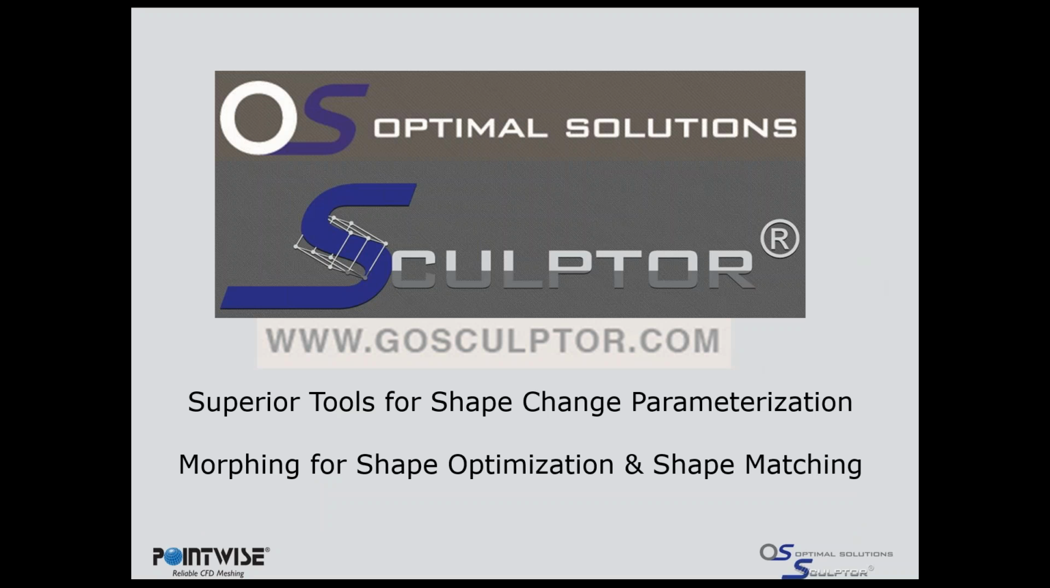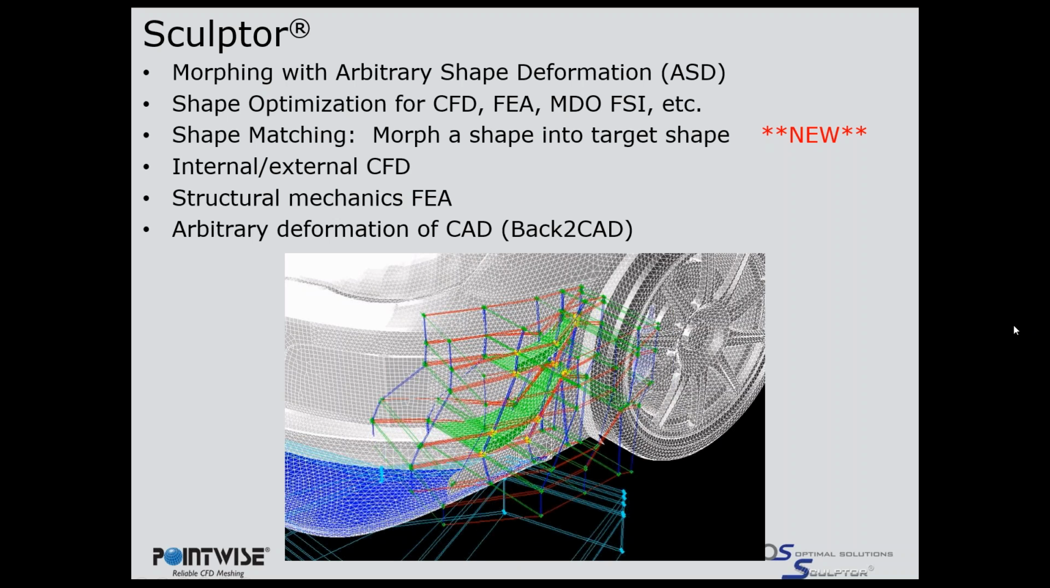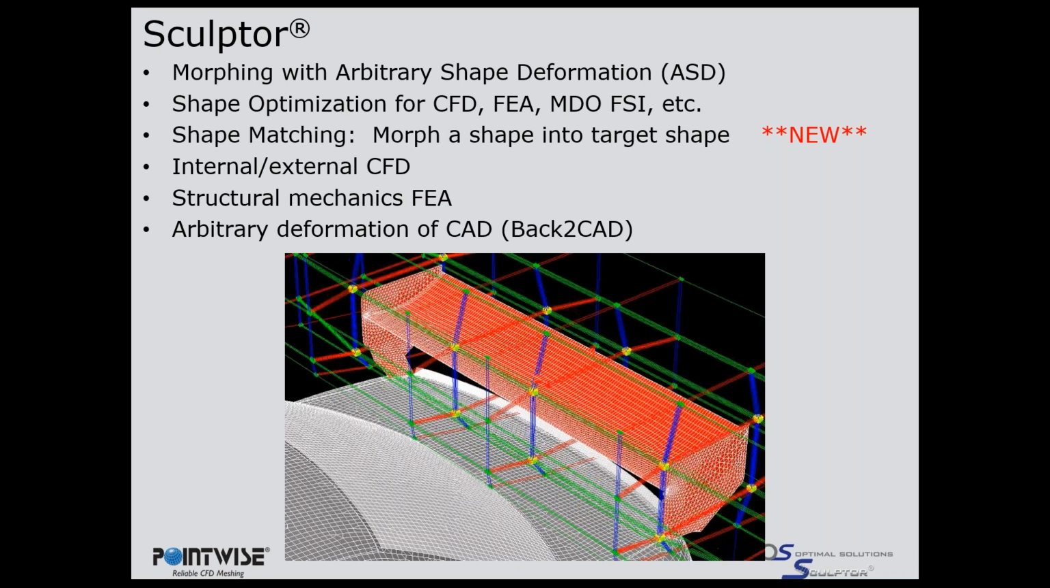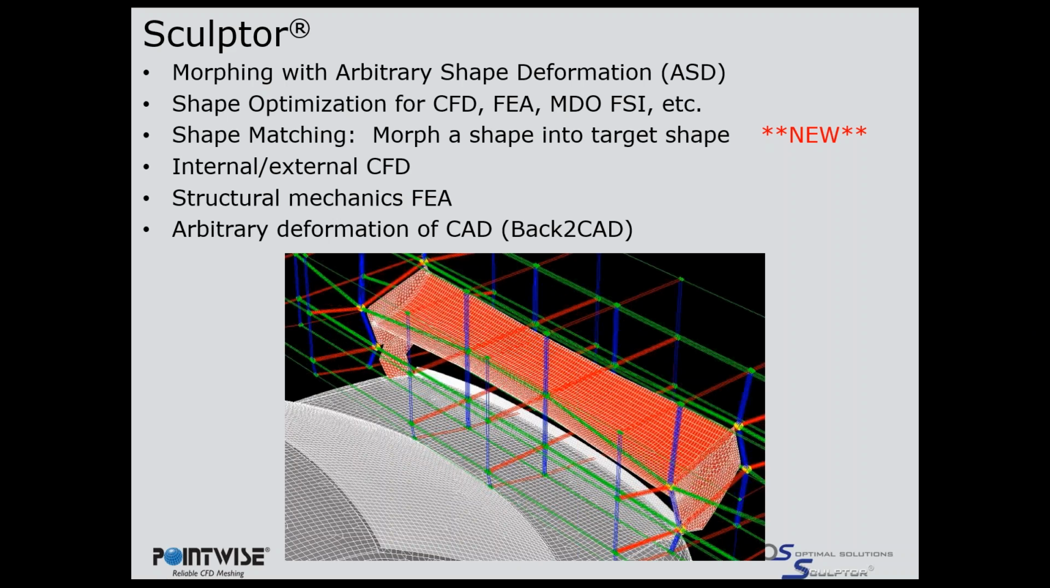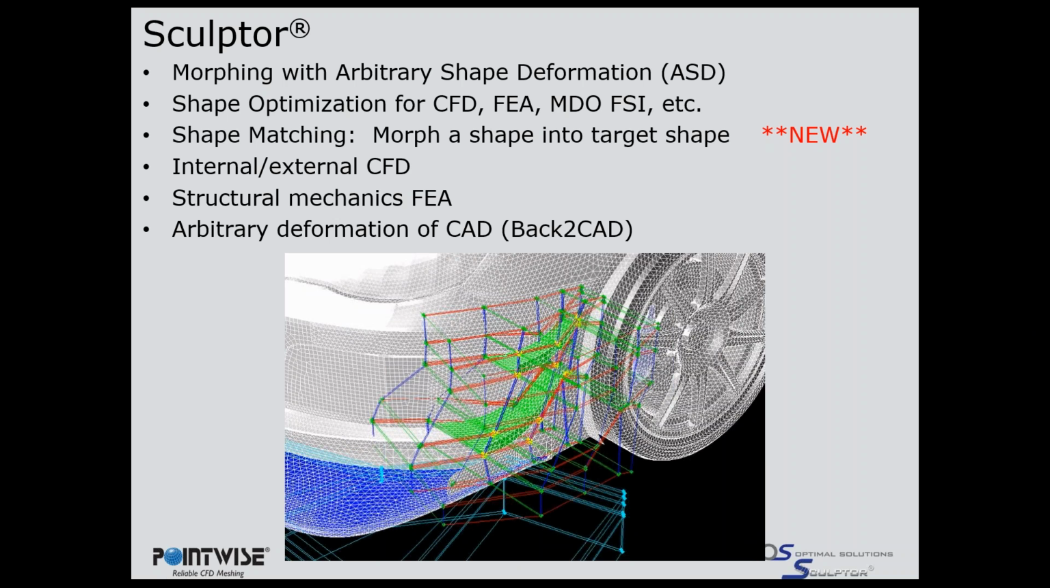Sculptor is all about morphing or shape deformation, and also using it in conjunction with optimization tools. It can do automatic shape optimization. Morphing with arbitrary shape deformation, which we call ASD, and shape optimization for fluid dynamics or structural mechanics in finite elements, or even both together in a MDO, multidisciplinary optimization work, such as fluid structure interaction.